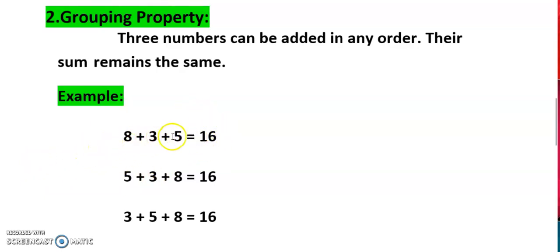So 8 plus 3 plus 5 is 16. If you interchange and put 5 in first place, then 3, then 8 in last place, 5 plus 3 plus 8 is also 16. Then 3 plus 5 plus 8 is also 16. So what is grouping property? Three numbers can be added in any order. Their sum remains the same. That is grouping property. So, second one is grouping property. First one is order property, in which only two numbers are used. In grouping property, three numbers.